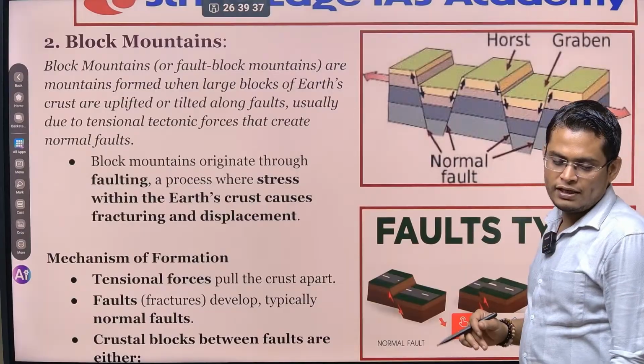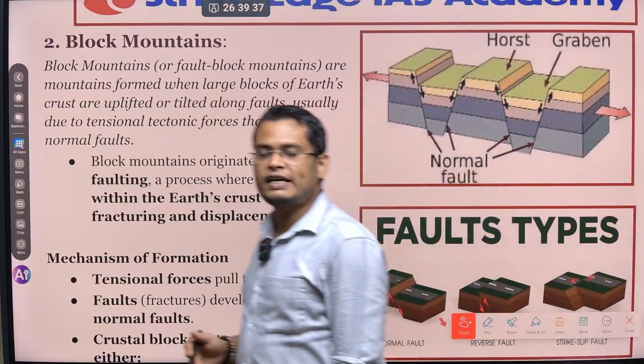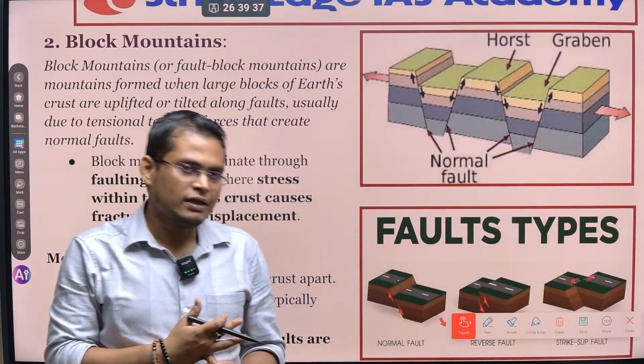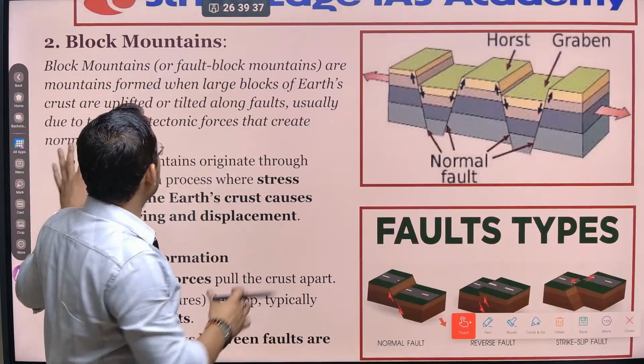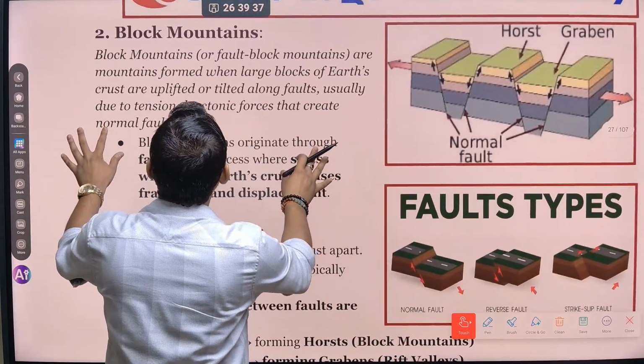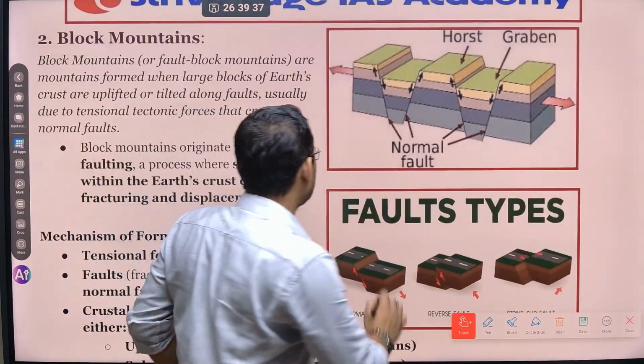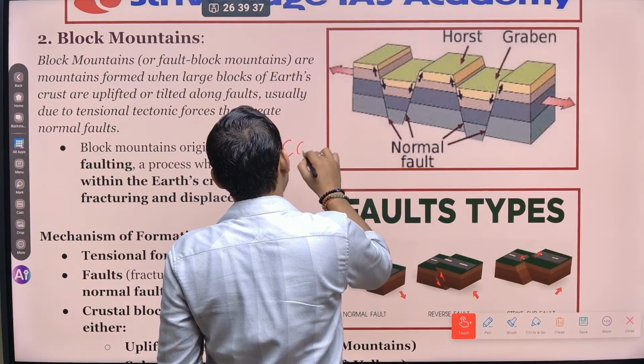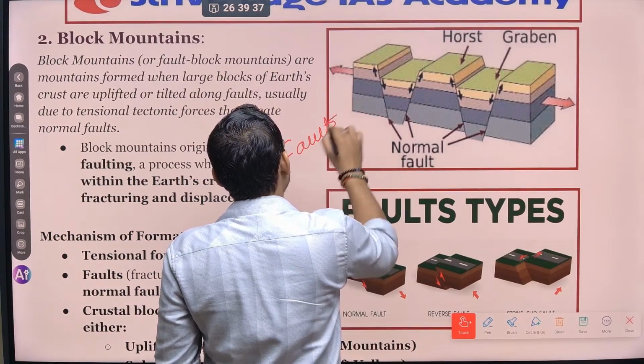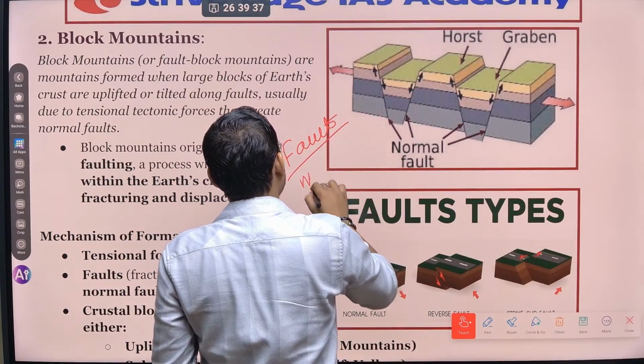So after seeing the fold mountain, we have seen different types of mountain. One is fold mountain. The second type of mountain that we are going to see is called block mountain or fault mountain. Fault, F-A-U-L-T, fault mountain.